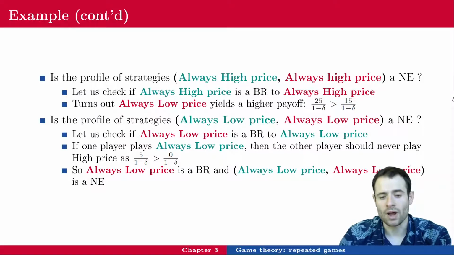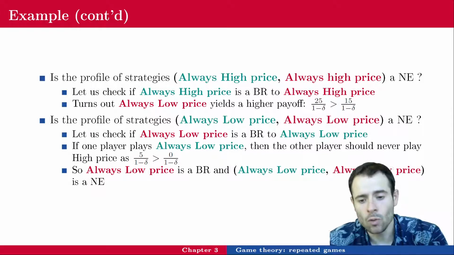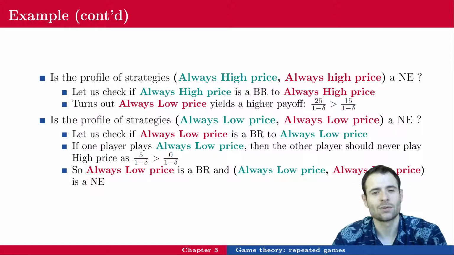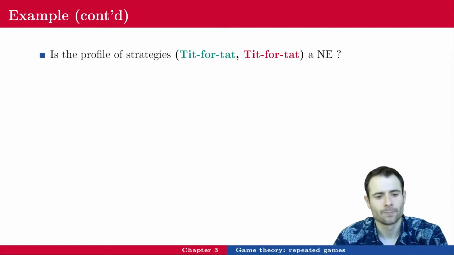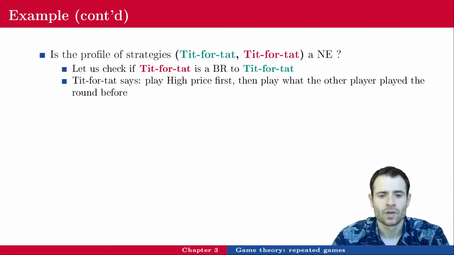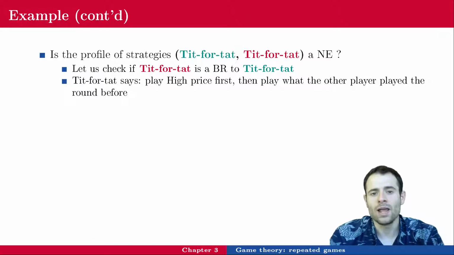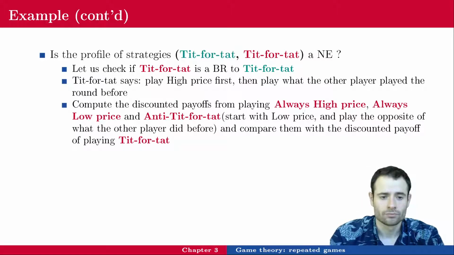So always low price is the best response, and always low price is indeed a Nash equilibrium. What about tit for tat? So tit for tat again says high price first, then play what the other played the round before.